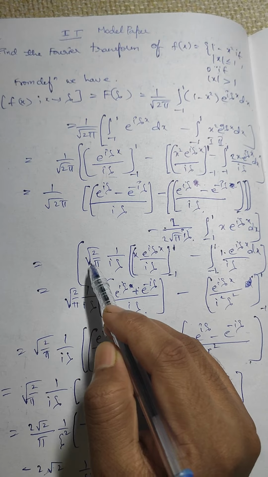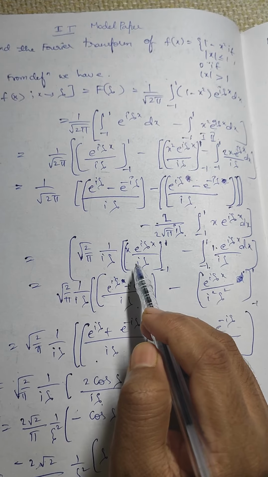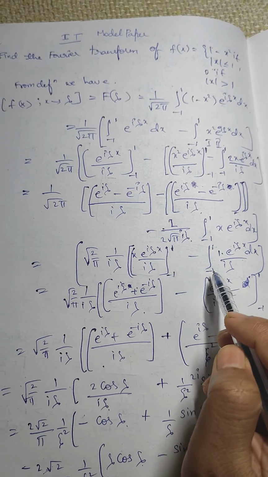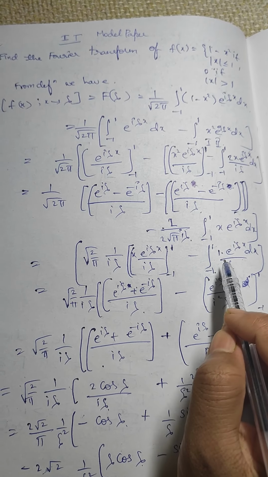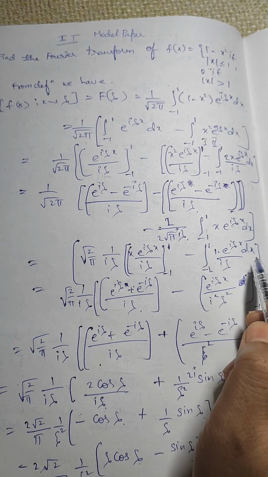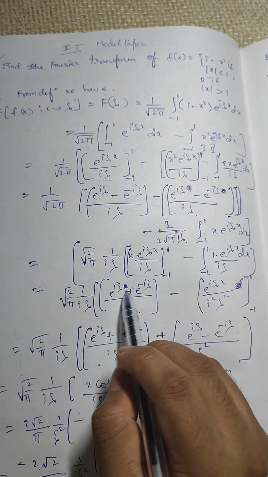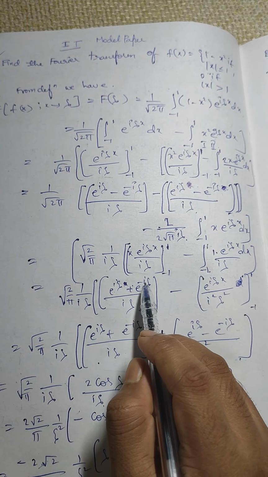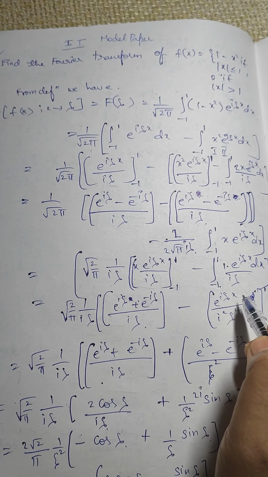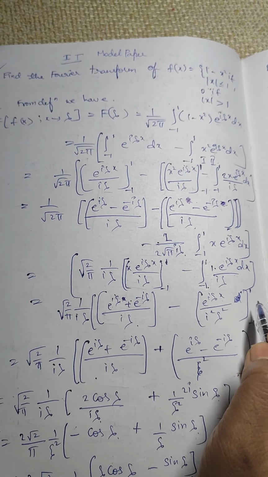So now this term, under root 2 by pi, 1 by i xi into x into e power i xi x divided by i xi, that is first function into integral of second function under the limits minus 1 to 1, minus the integral over minus 1 to 1 of the derivative of first function into integral of second function, that is e power i xi x divided by i xi into dx. So substitute the values minus 1 and 1. So we'll get e power i xi plus e power minus i xi divided by i xi, minus of e power i xi x divided by i square xi square, under the limits minus 1 and 1.